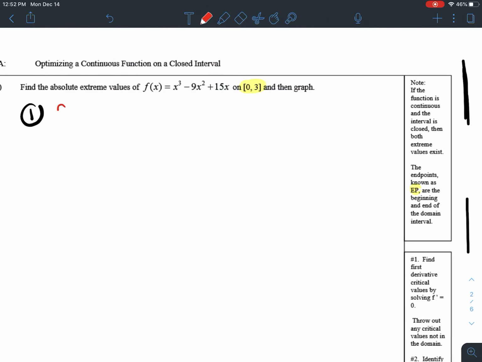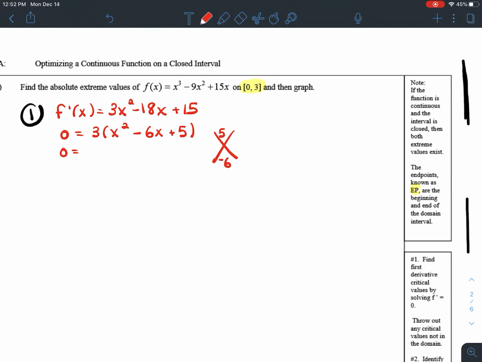Okay, so we're going to take the first derivative here, pretty easy. We're just going to do the power rule. Okay, I'm then going to set it equal to 0. I'm going to pull a GCF out as I'm factoring here. Okay, now I have a trinomial. I'm looking for two numbers that are going to multiply to be positive 5 and add to be negative 6.